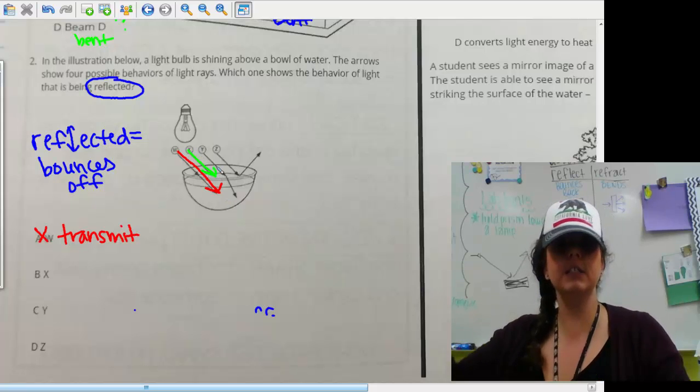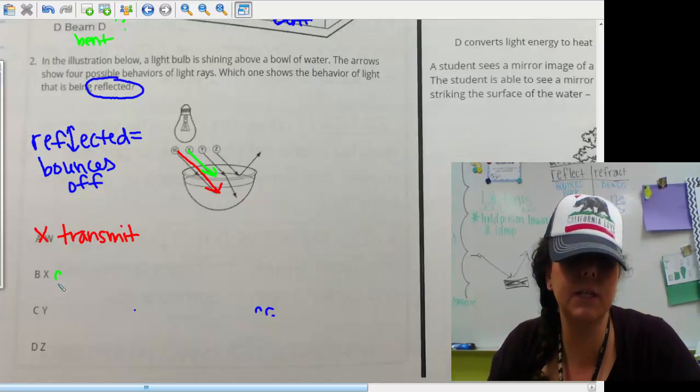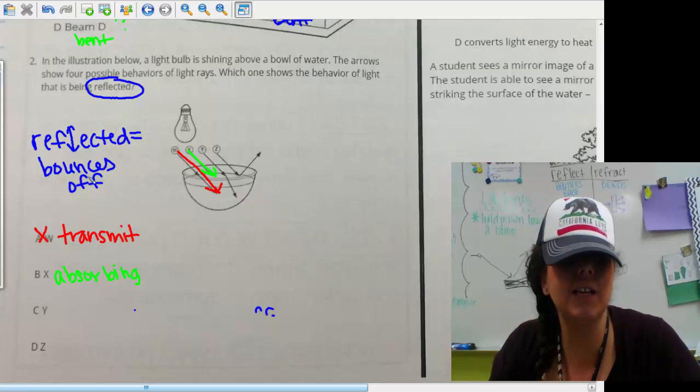All right, let's look at choice B, which is X. X hit the surface and stopped. So if light hits the surface and stops, that's called what? Absorbing. And is that what I'm looking for? Nope, I'm looking for reflection. So what am I going to say? Goodbye.